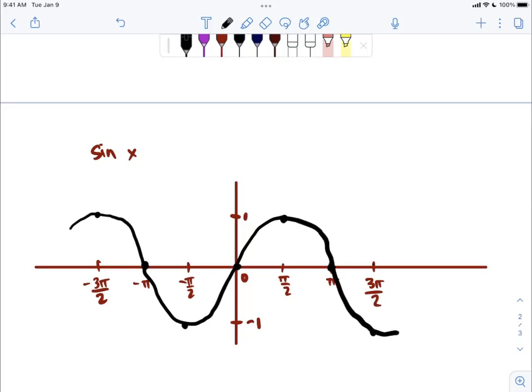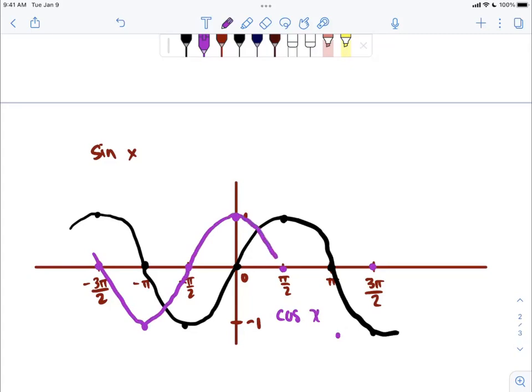And cosine is just like a shifted version of sine. So now we actually start from a maximum. Cosine of 0 is equal to 1. So we start here. And then cosine of pi over 2 and negative pi over 2 is 0. So let's just label this. The purple is cosine x. And again, we're going to have a minimum here. It takes on exactly the same form. And now we're going to have a wave that looks like this.